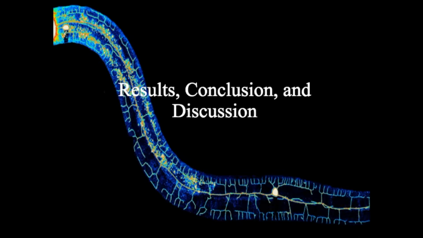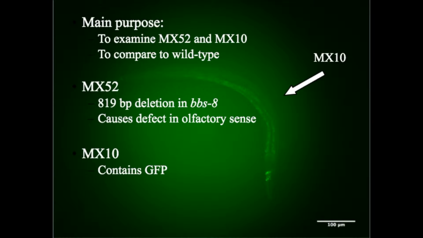We are now going to discuss the results, conclusion, and discussion of our experiments. In these experiments, the main purpose was to examine the strains MX52 and MX10 and compare them to wild-type C. elegans. The MX52 strain contains an 819 base pair deletion in the BBS8 gene. A mutation in this gene affects the production of TPR proteins as well as cilia cells, causing a defect in the organism's olfactory sense. The MX10 strain is unique because it contains the green fluorescent protein gene, which aids in the assay for the BBS8 gene.